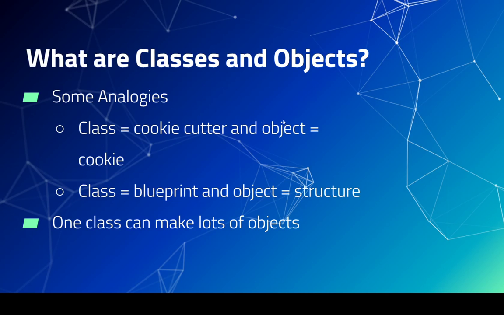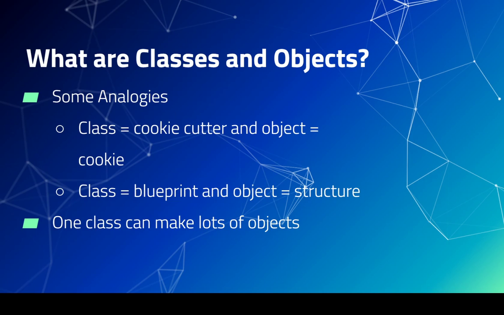Alright, what are classes and objects? First question. A good way to understand the concept of classes and objects is through analogies. One good analogy is the cookie cutter and cookie relationship.